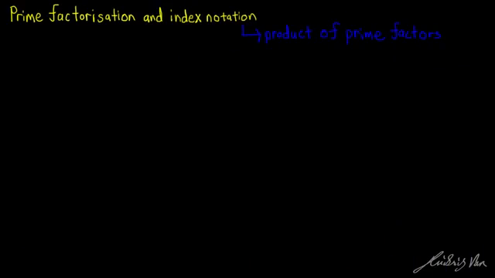For the phrase index notation, some of the time you will also see the phrase product of prime factors. They are actually the same thing. Index notation and product of prime factors are the same thing. And the keyword for this chapter is divide by prime numbers. And this is exactly what prime factorization is about. What is index notation? We will see later when we are going through the example.